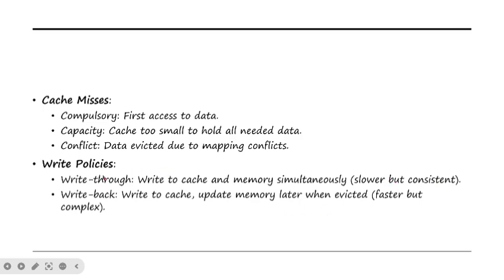And then we move on to write back. Write back is when data is written only to the cache first. Memory is updated later when the cache data is removed. It's faster but more complex. Write to cache, update memory later when evicted, faster but complex, as I said earlier on. So I hope that is clear.